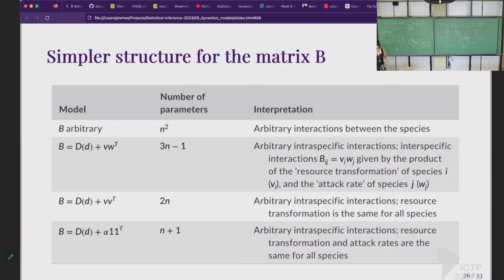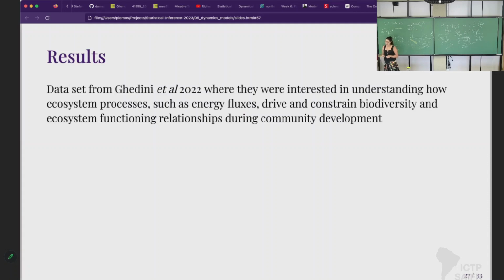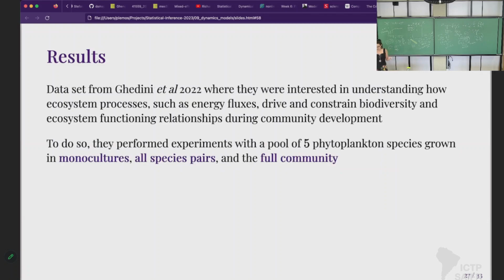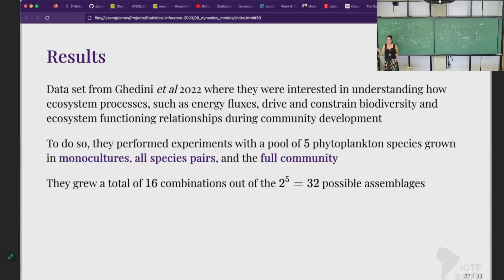For these kinds of simplifications of B, we used a data set from research led by Giulia Ghedini. They were interested in understanding how different ecosystem processes, such as energy fluxes, would drive and constrain the biodiversity and ecosystem functioning relationship during community development. They have a time series where they grew different phytoplankton species together, in a similar experimental design with monocultures, all the species pairs, and the five species. They didn't have the whole data like we had before. They grew 16 combinations out of the possible 31, which is 2 to the 5 minus 1, so about half of all the possible combinations.